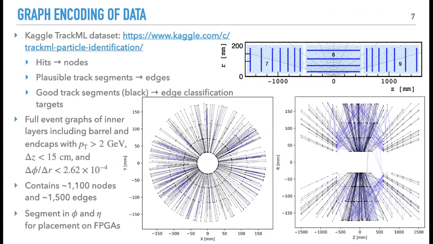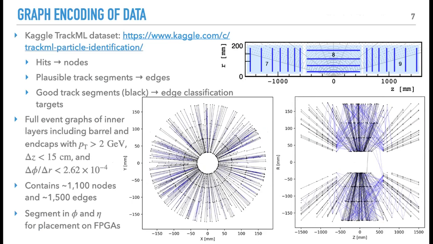Okay, so now more to the specifics of this task. We used very much the same setup as the previous talk, using this Kaggle TrackML dataset, where the hits are encoded as the nodes of the graph, and plausible track segments are encoded as the edges of the graph initially. The targets of the learning problem are to classify good track segments, which actually connect 2 nodes that are part of the same track. And so those are our edge classification targets.